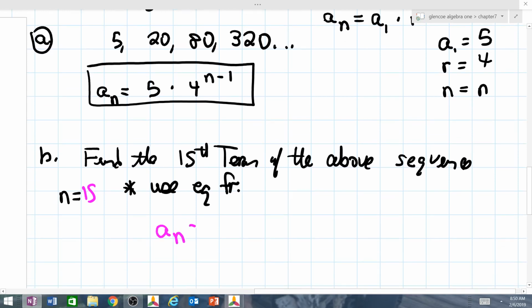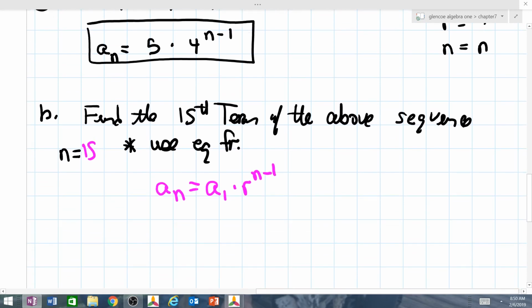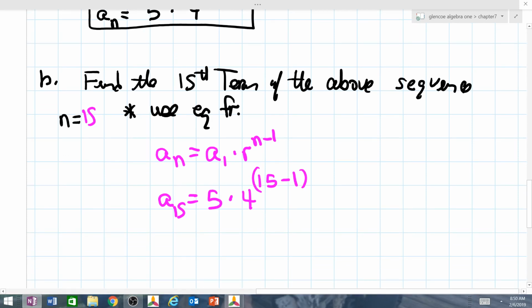The nth term is equal to, I'm going to just write it again. So the 15th term is equal to the first term, 5, times r, which is 4, to the power of 15 minus 1. Please make sure you do order of operations, because if you do 5 times 4, which is 20, and take that to the 14th power, you're not going to get the right answer. Correct? So you have to take 4 to the 14th power. Everybody get your calculators out. You might want to clear those memories.